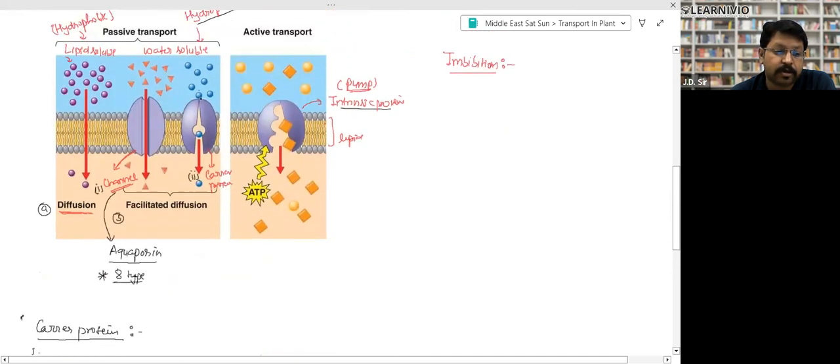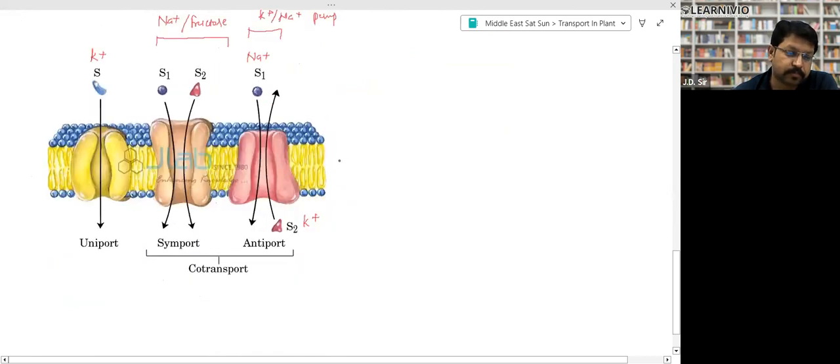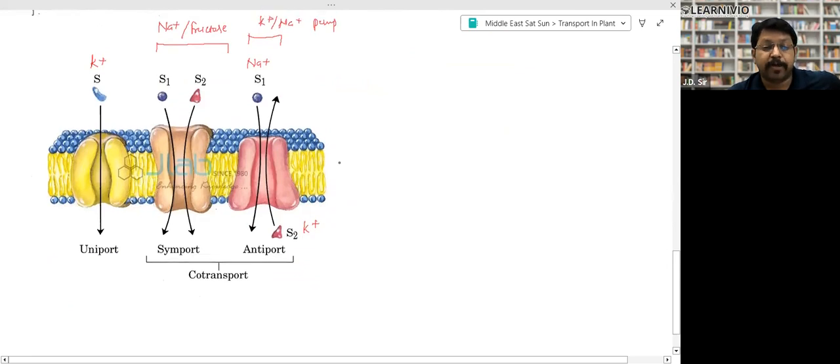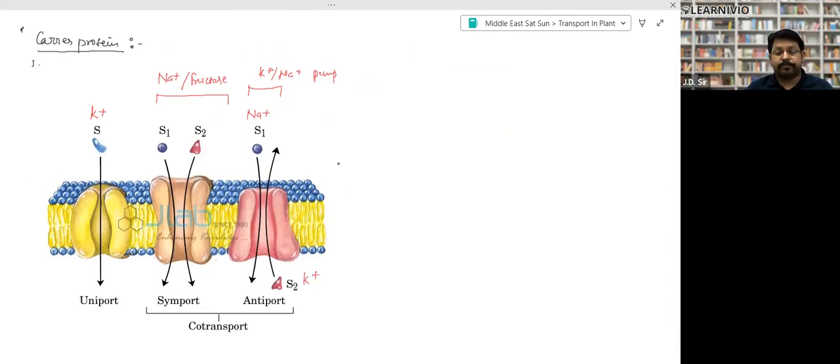So these are the carrier proteins, right? Carrier protein can be of three types. Now try to understand, it is important. So what does it allow? It allows the movement of substance against concentration gradient, because that is active transport, against concentration gradient, that is uphill.